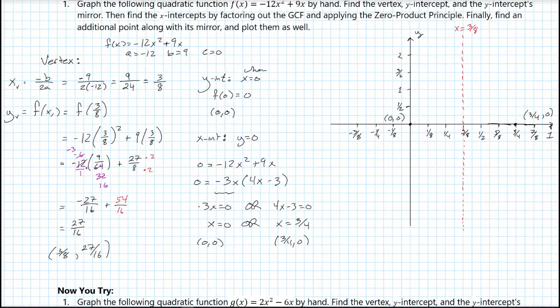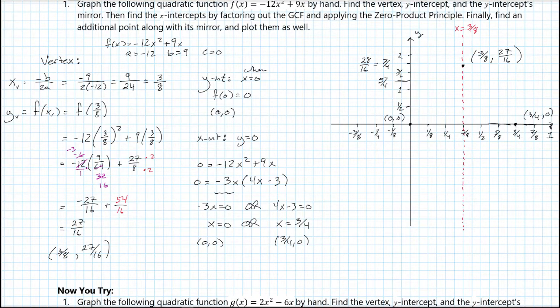So 1/4, this is this point here, this is 5/4. And then this is 7/4. 7/4 is equal to 4 times 7, which is 28/16. So we can see that 27/16 is just under that line right there. So here's my vertex at 3/8, 27/16.